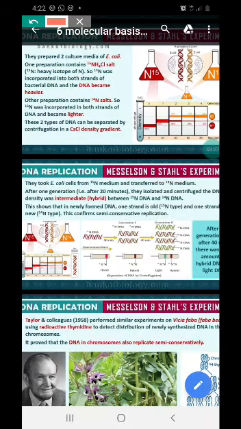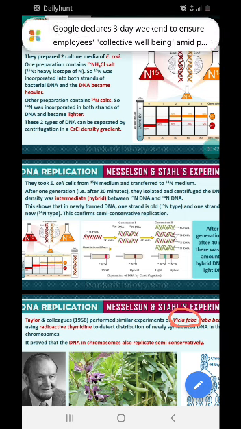In the plant called Vicia faba, which is faba beans, a type of beans. Okay, Vicia faba, in which they used radioactive thymidine. Thymidine is one of the nitrogenous bases, right? Radioactive thymine or thymidine. Clear? And they found similar results.